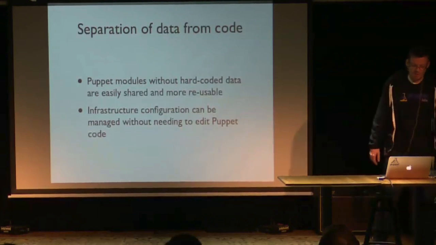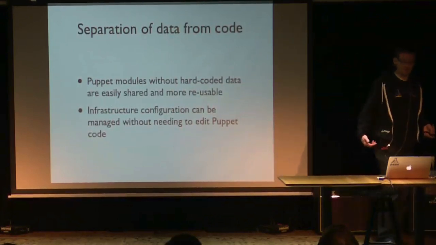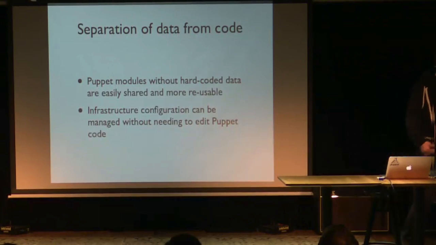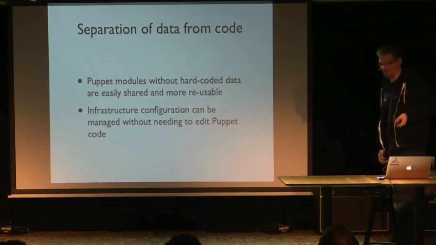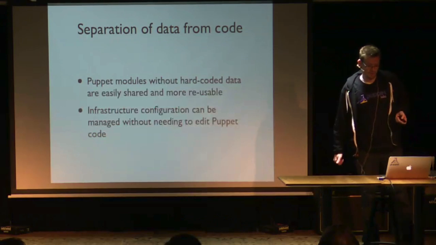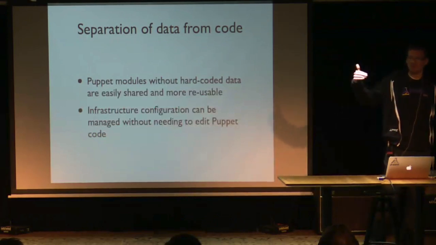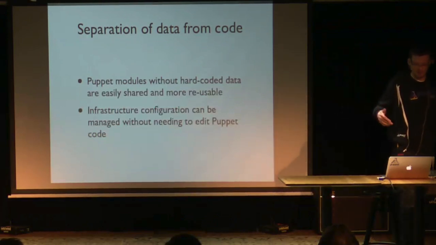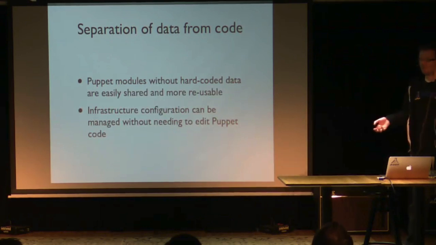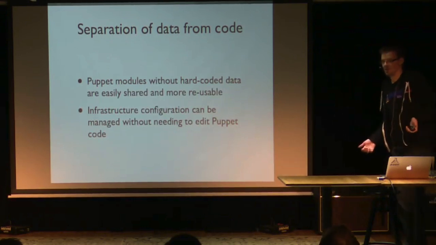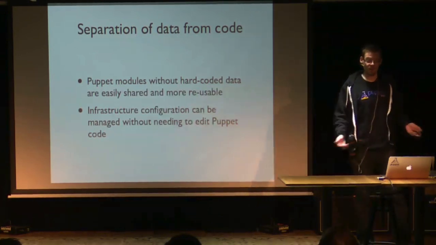If you've been around the Puppet community for a while, you've probably heard a lot about separation of data from code, because it's the big buzzword at the moment. But it's because it's correct, it will just solve a lot of your problems. Not only does it solve the problem of your code and your hierarchies, but if you don't have hard-coded data in your Puppet modules anymore, they become incredibly easy to share. You can upload them to the Forge, you can share them with other teams.